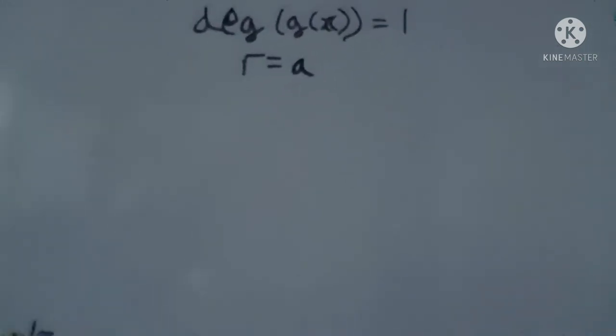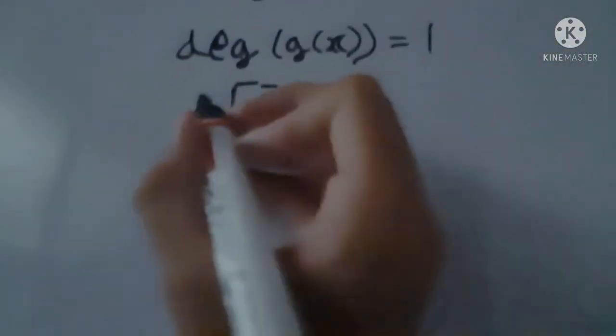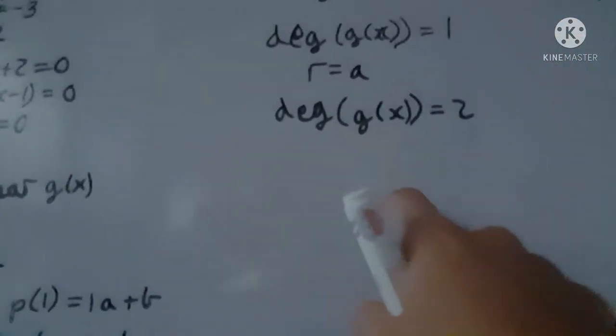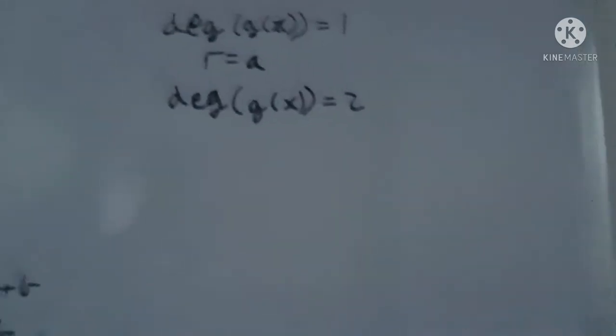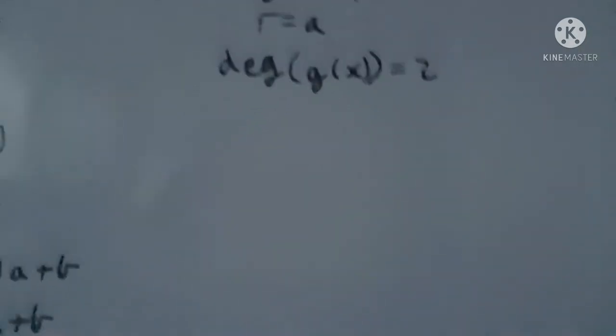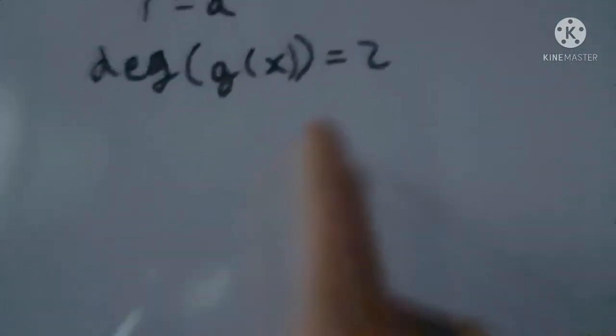We know that r is simply a constant. R is simply a constant a. But when the degree of g of x is 2, i.e. g of x, our dividend or divisor, I don't quite remember, but it's the denominator, is quadratic, then we know that r is in a linear form, it's not a constant anymore.